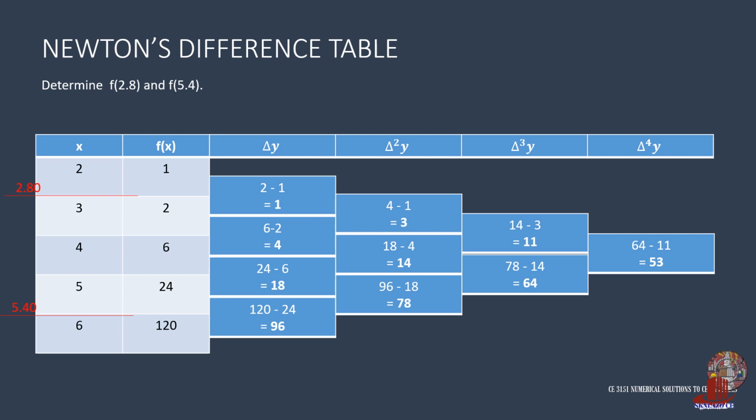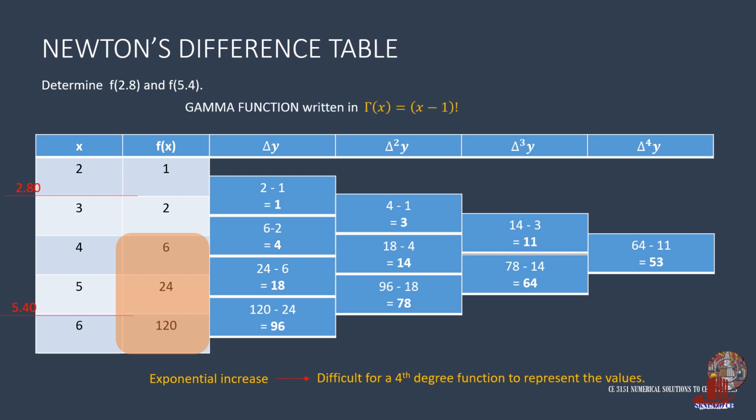So why did we get a rather odd answer for f of 2.8, which makes us doubt the answer for f of 5.4? This is because the values of f of x in the table increase exponentially, which means using a fourth degree function cannot be enough to represent the coordinates. This type of function is known as gamma function, one with exponential increase or change of values.